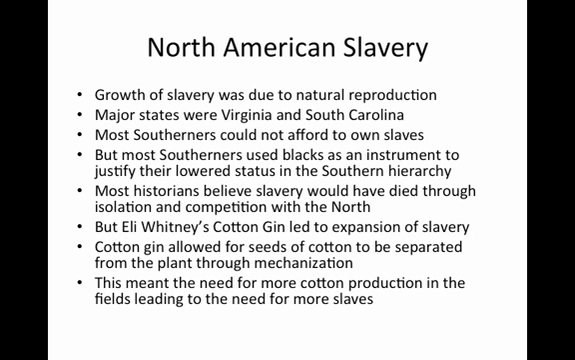North American slavery. The growth of slavery was largely due to natural reproduction. The major states that held slaves were Virginia and South Carolina. Most Southerners could not afford to own slaves, but most Southerners used black people as an instrument to justify their lowered status in the Southern hierarchy. Historians today believe that slavery would have died through isolation and competition with the North. But Eli Whitney's cotton gin that was created in the 1820s led to an expansion of slavery. The cotton gin allowed for the seeds of cotton to be separated from the plant through mechanization, and this meant that there was a greater need for more cotton production in the fields, leading to the need for more slaves.